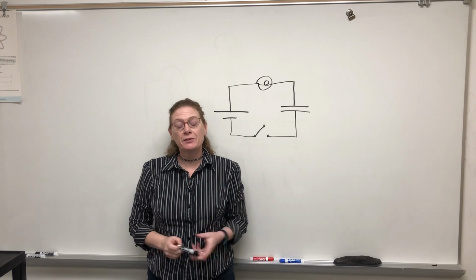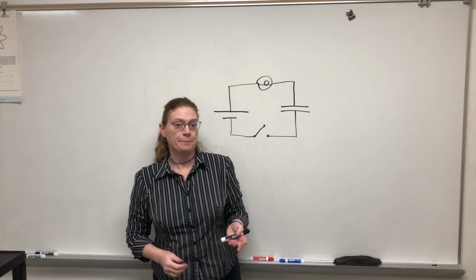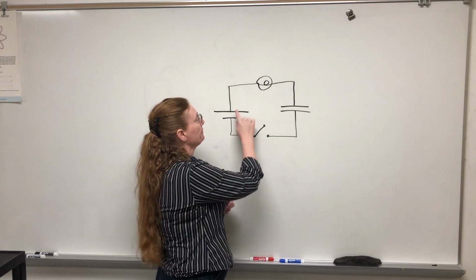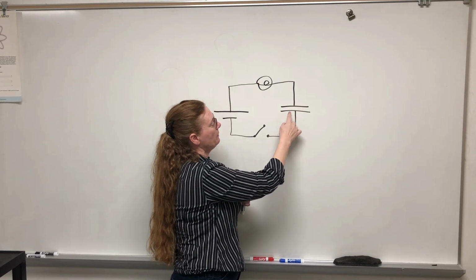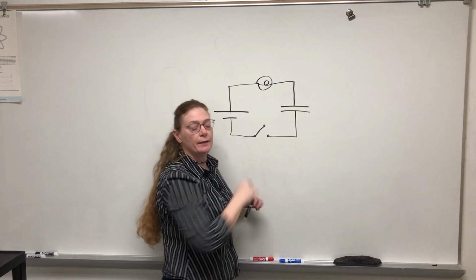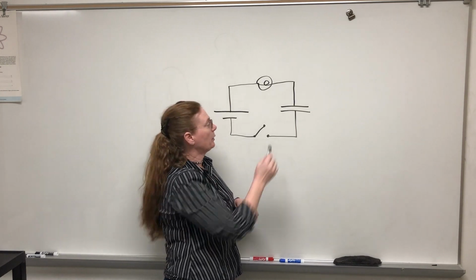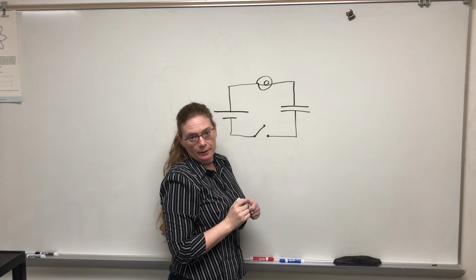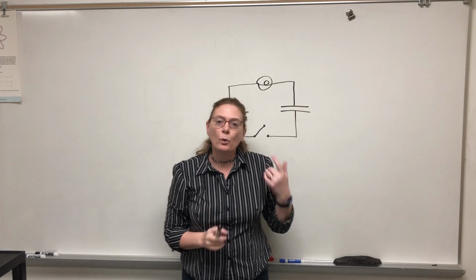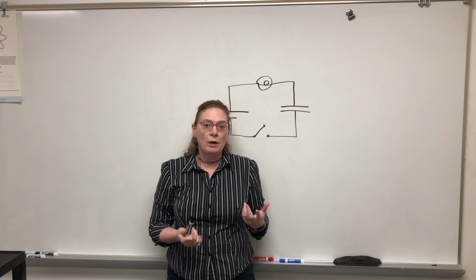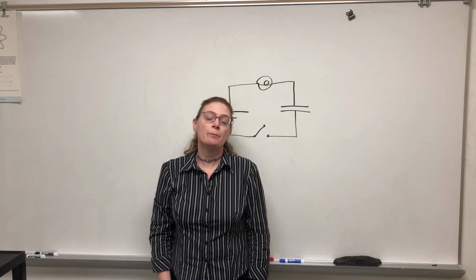Okay, so what we're going to start with, I'm going to have you make a prediction for what's going to happen in this circuit. We've got a battery, and the battery goes to the bulb. The bulb is connected to the capacitor. The capacitor is connected to a switch, and then we're back to the battery. So it looks like a regular circuit, but we're throwing that capacitor in there. When I close the switch, what do you think is going to happen to the bulb? Is the bulb going to light up? Is it not going to light up? Make a prediction.